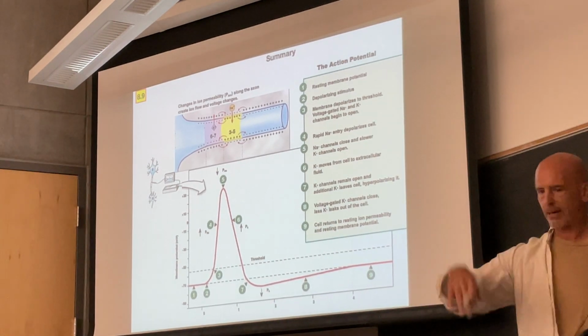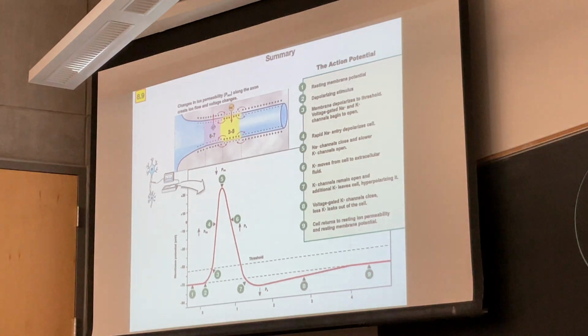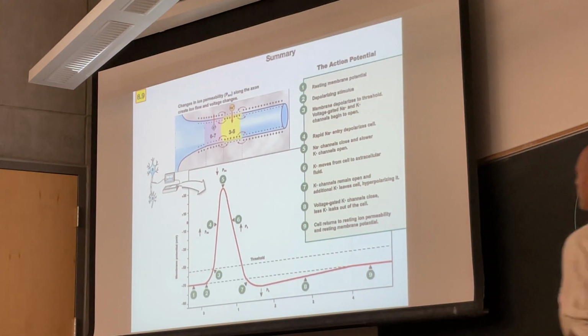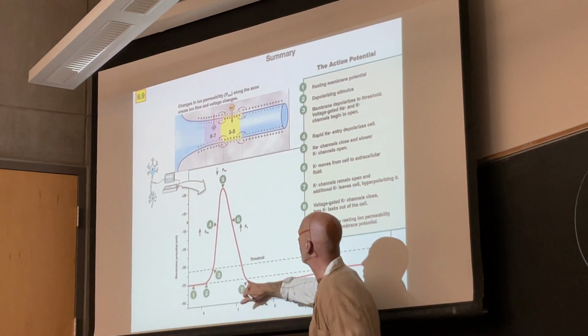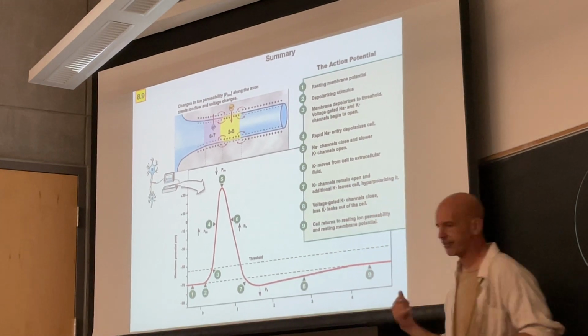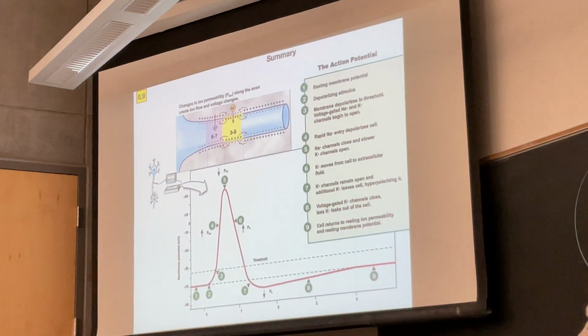Right? So why is it going back down? Why is it repolarizing? In fact, why does it go so far down that it's going to go below resting membrane potential? Because of the potassium leaking. Because of the potassium channels.